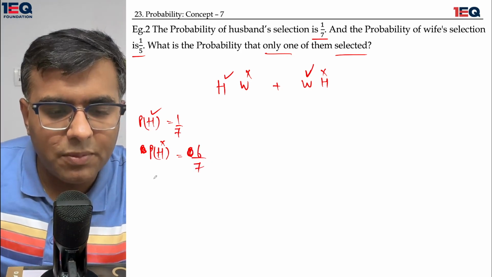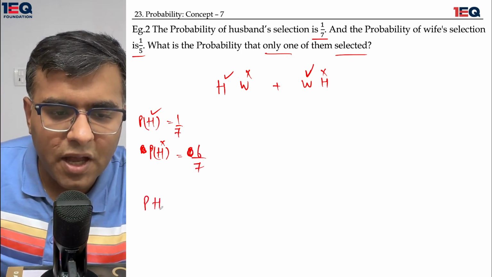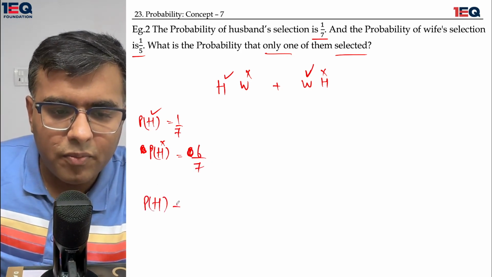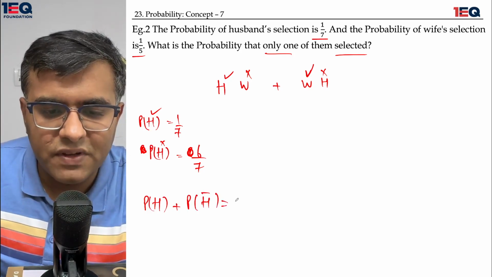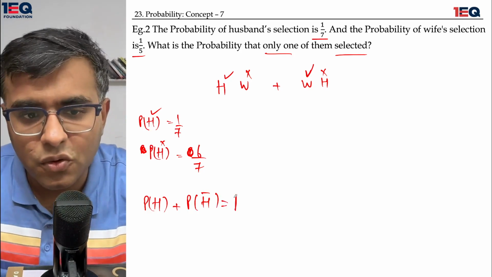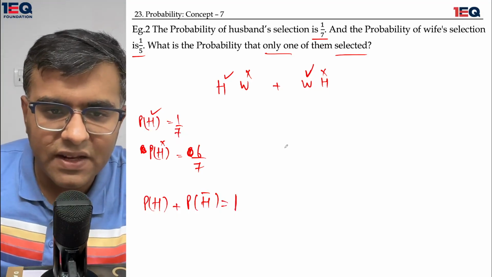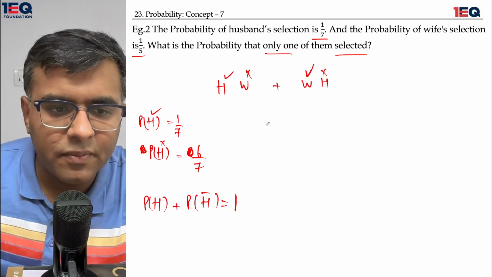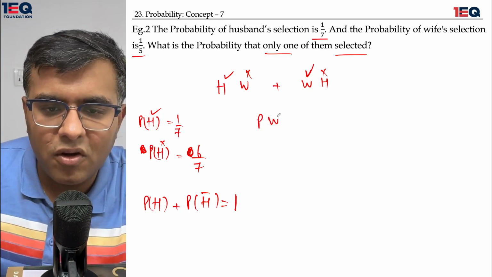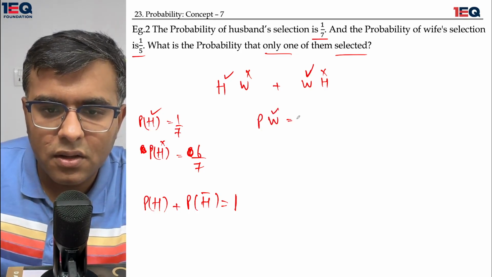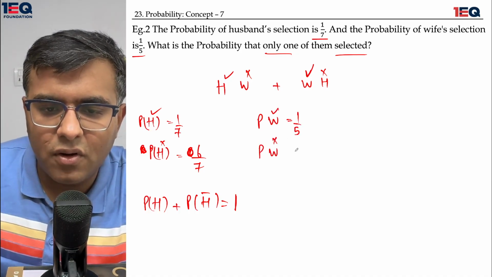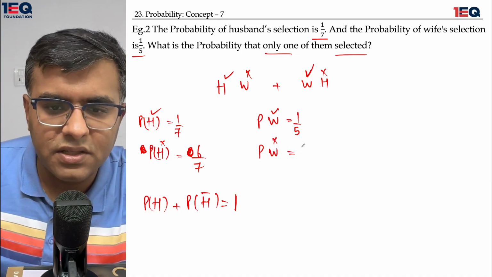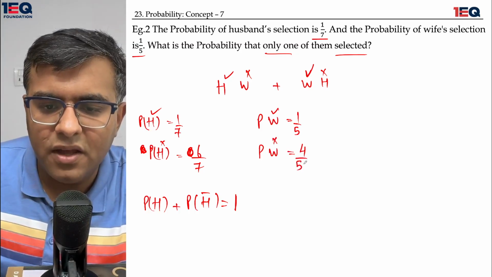Okay, the probability of something happening plus the probability of something not happening is always equal to 1. Okay, this is equal to unity. So we have 1 by 7 and 6 by 7. Similarly, the probability of the wife to get selected is 1 by 5 and the probability of wife not being selected is equal to 4 by 5.